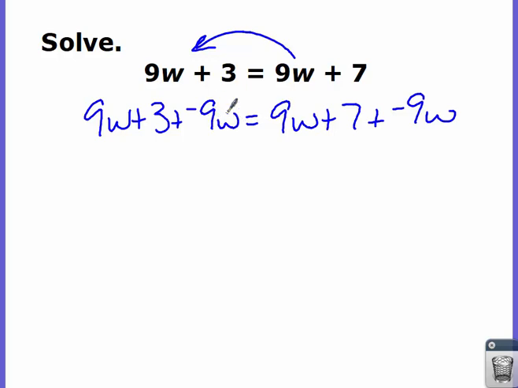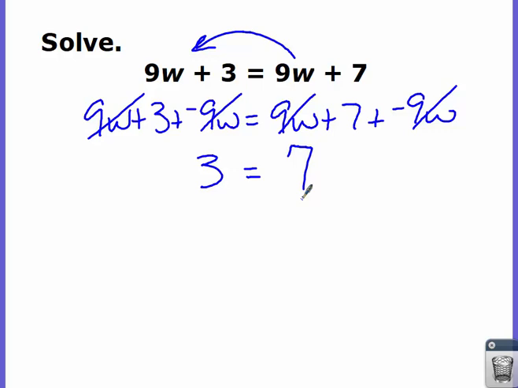Now you should kind of notice something happening in this particular problem. So when I simplify this left-hand side, I've got 9w and I've got a negative 9w. Those cancel each other out. They zero out, and we're just left with 3. Okay. Now, on the right-hand side, we have a 9w and another negative 9w. And again, those zero out. And what are we left with then? We're left with 7.